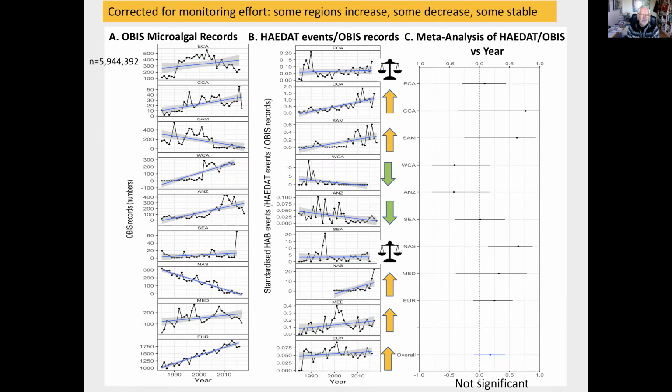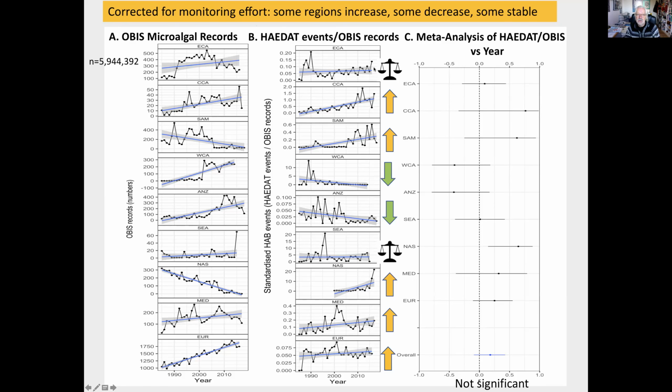Now we are aware that we have to somehow correct HAB records for the intensity of monitoring. We did that by looking at OBIS data on all microalgae as a proxy. There are about 6 million records of microalgae in OBIS today, and in most regions of the world they actually increase. And here we corrected HAB events for the intensity of monitoring efforts in different regions of the world. And in some regions, yes, there's still an increase visible, these orange arrows. In some regions, there's actually a decrease, but in other regions, there is no significant change at all.